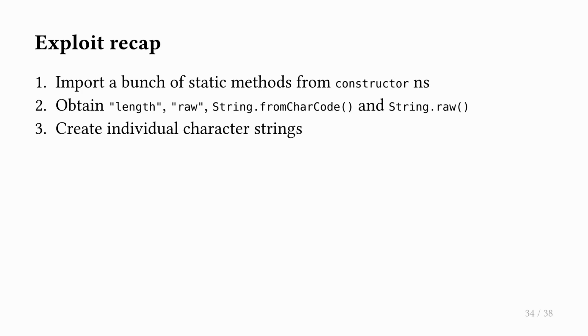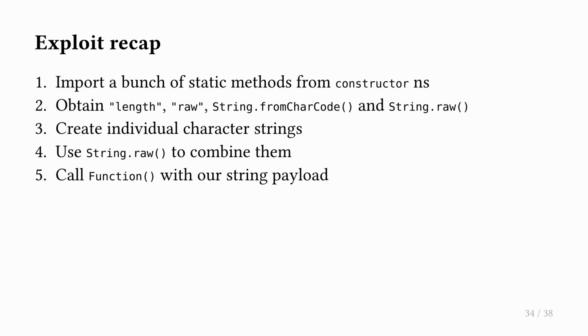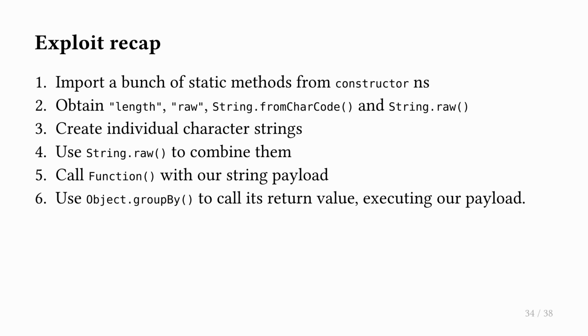Using all of that, we create these individual characters of our payload, and then we use string.raw to combine them into an actual string payload. Then we pass that string payload to the function constructor, basically saying this is the function that executes what we want. Then that returns this function reference that we can then call with group by, which will finally execute the payload, which I want to demonstrate.